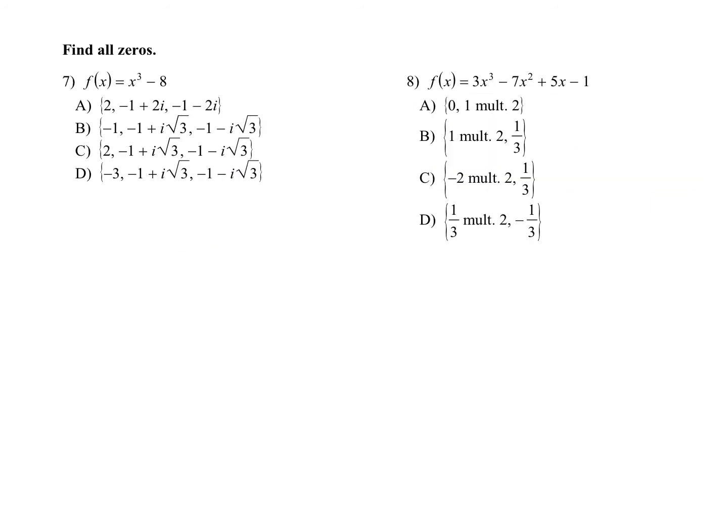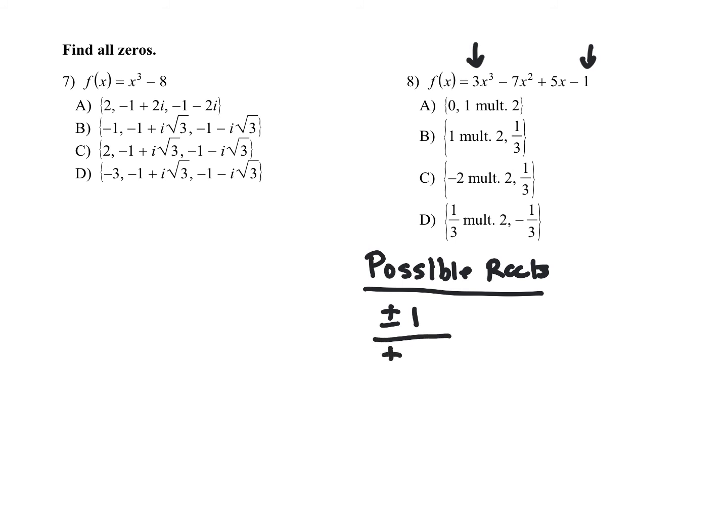So the instructions for number 8 are that we have to find the roots or the zeros. So we're going to start by figuring out what could be possible roots. We know that our leading coefficient is 3. We know that our constant is 1. So we have plus or minus 1 over plus and minus 3 plus and minus 1. So if I wanted to make a list, it'd be plus or minus 1/3. It'd be plus or minus 1.